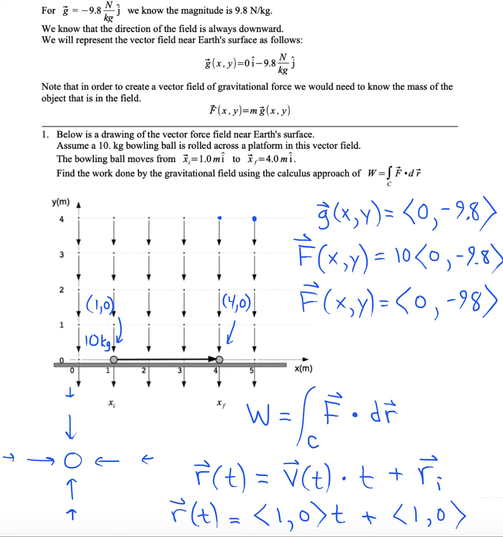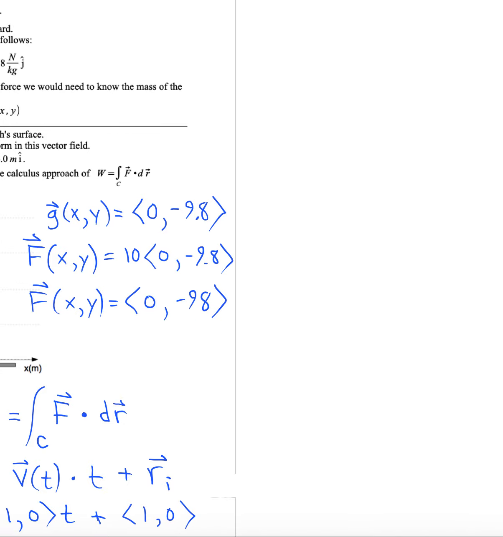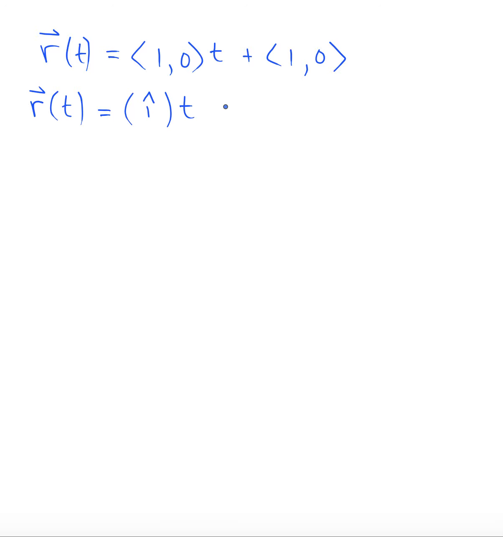All right, now if we wanted to write that in vector form, I'm going to do that as well over here. We have r of t equals ⟨1, 0⟩ t plus ⟨1, 0⟩, but an equivalent way of writing this would also be i times t plus 1i, which would give us t plus 1 in the i direction.